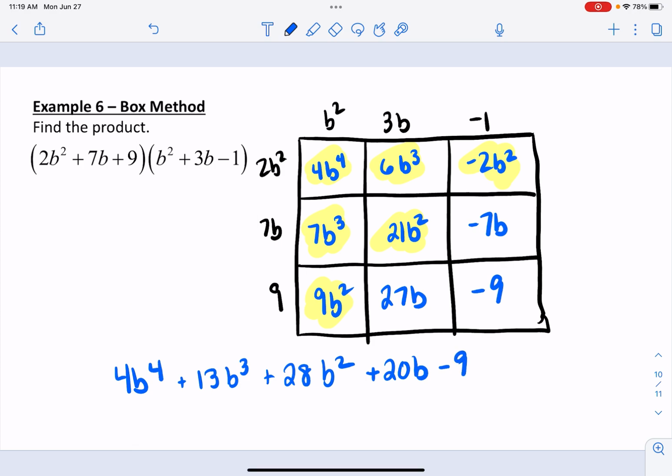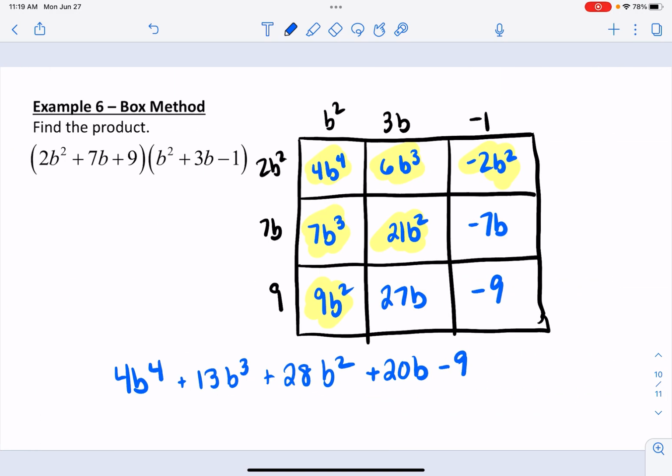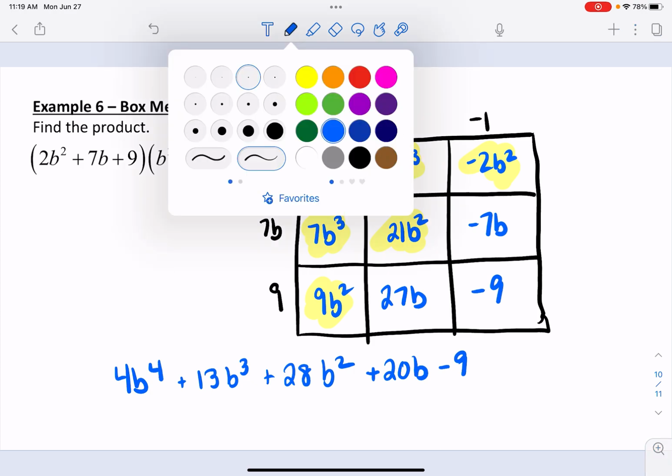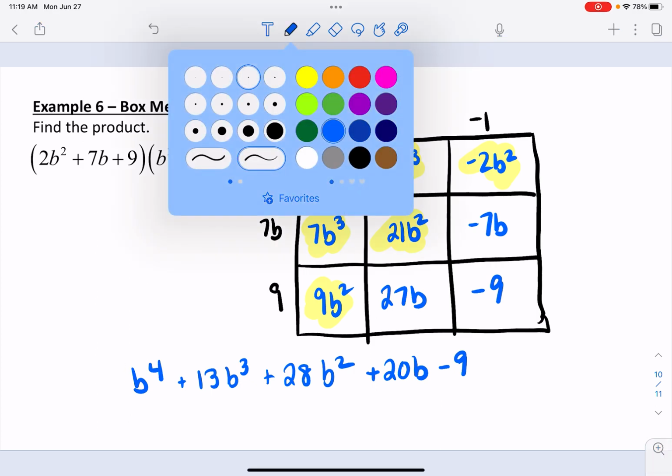Did I get the same thing? Hopefully I got the same thing. Oh no, I did not get the same thing. Why didn't I get the same thing? Oh, because I multiplied wrong here. I was looking at this term times this term. Hey, that is a 2b to the fourth. So instead of a 4 there, I should have a 2.